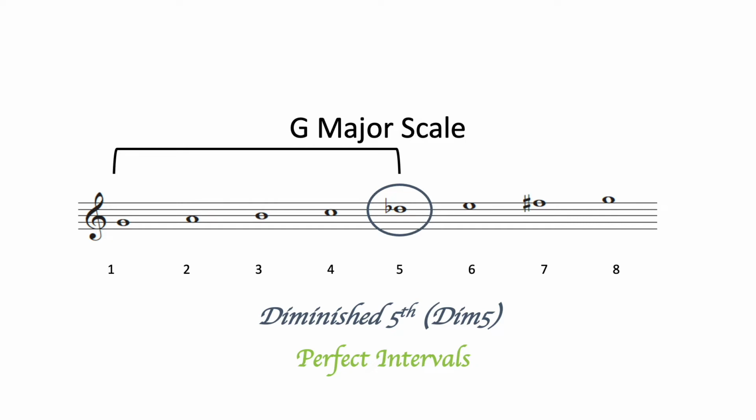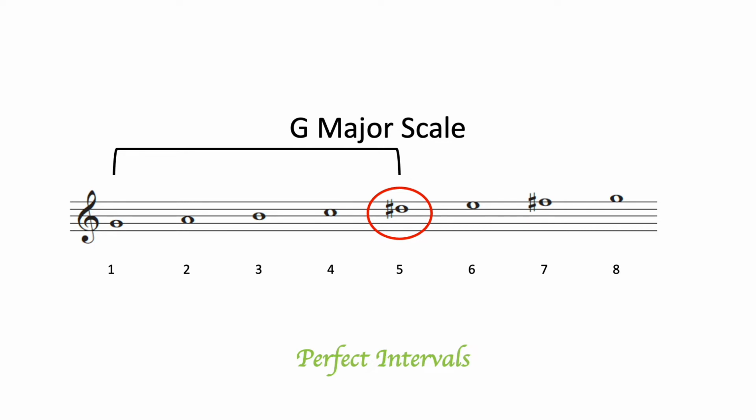Okay, now what happens if I go the other way? What happens if I increase the interval? So I went from D to D sharp, bringing it up a half step. Well, this is known as augmented. So this is an augmented fifth. And by the way, major intervals can also be augmented.